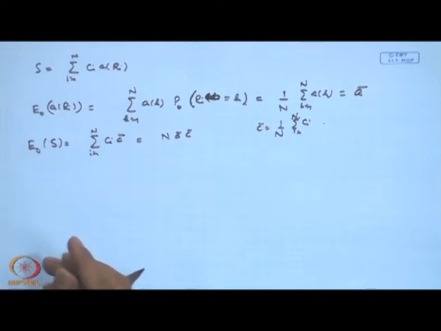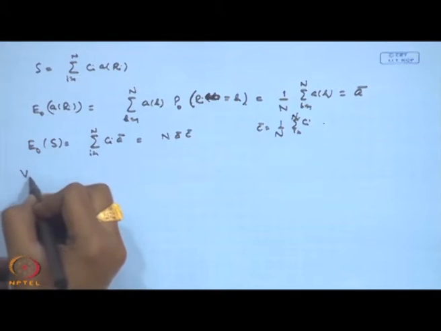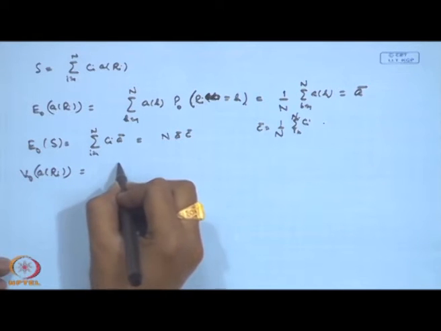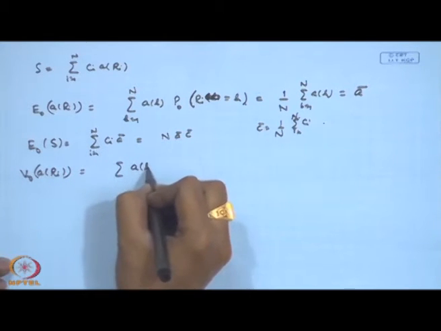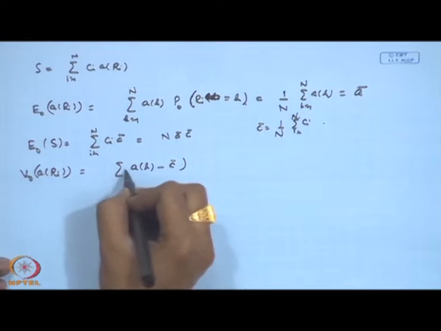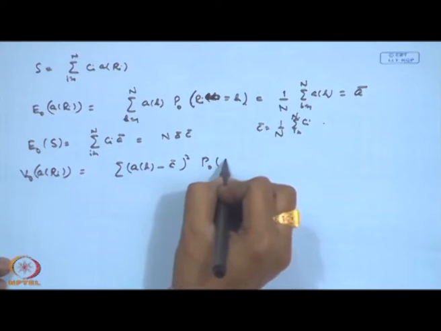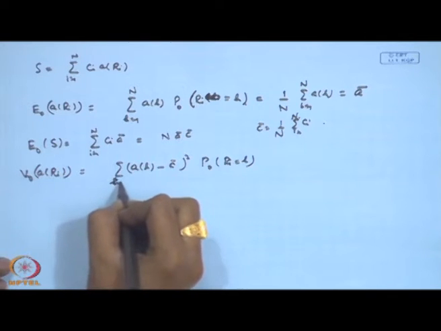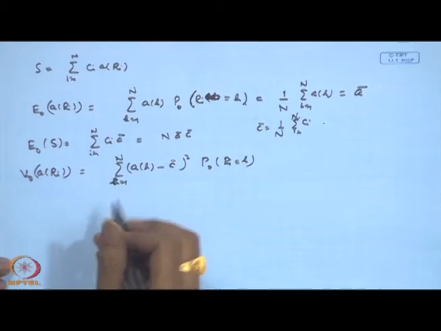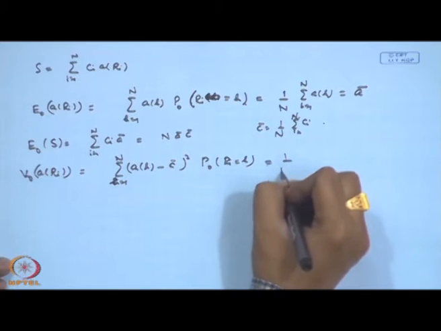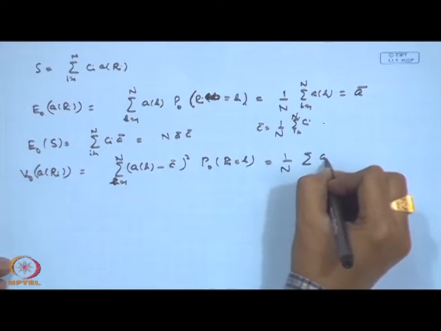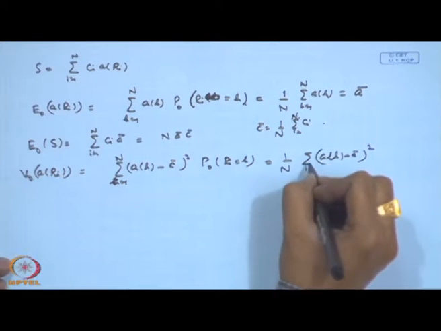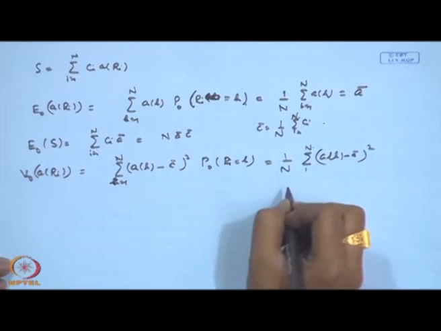We can also consider the variance here. So, firstly let us consider the variance of a(R_i), that is equal to sigma (a(h) minus a bar) square probability of R_i is equal to h, h is equal to 1 to n. So, this is 1 by n. So, it is becoming 1 by n sigma (a(h) minus a bar) whole square, h is equal to 1 to n.